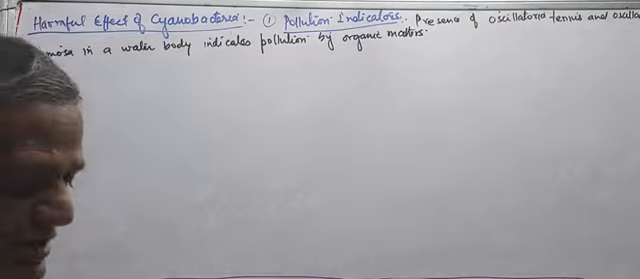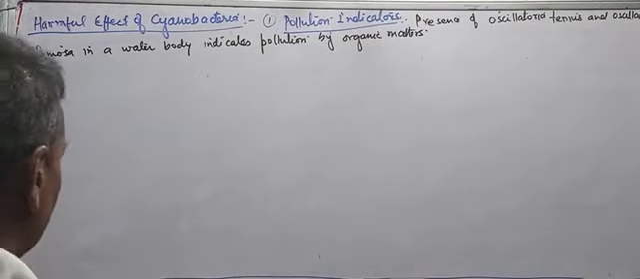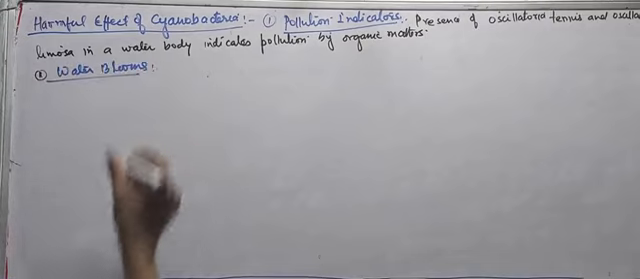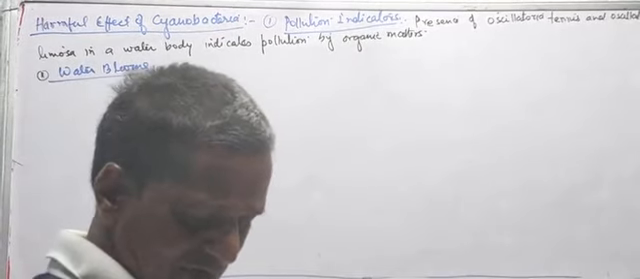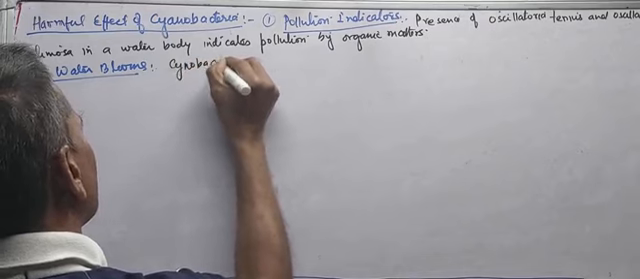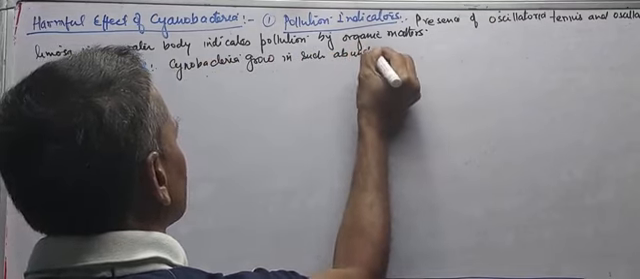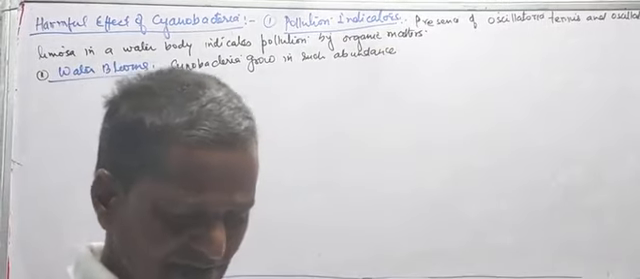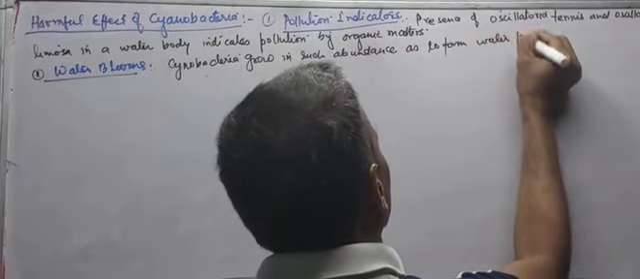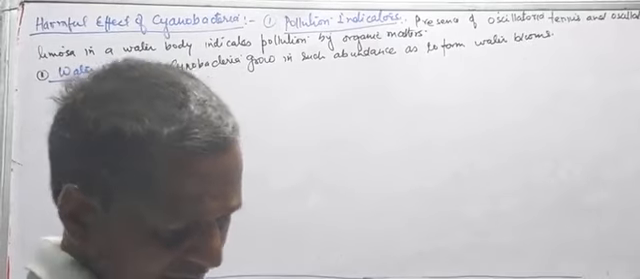Second harmful effect is water blooms. Cyanobacteria grow in such abundance as to form water blooms.